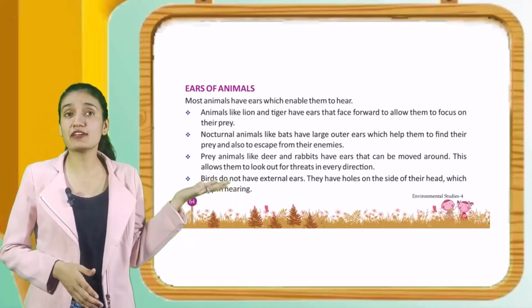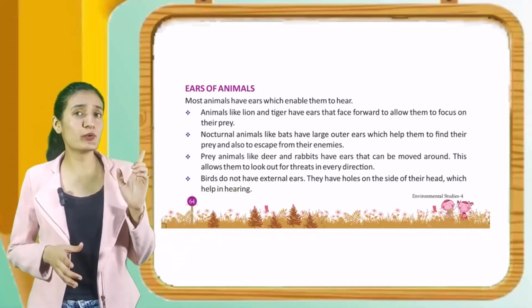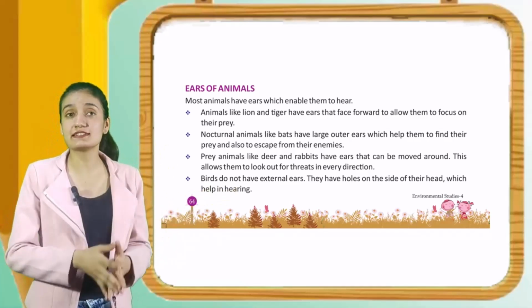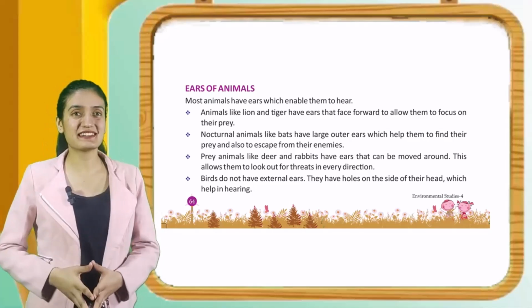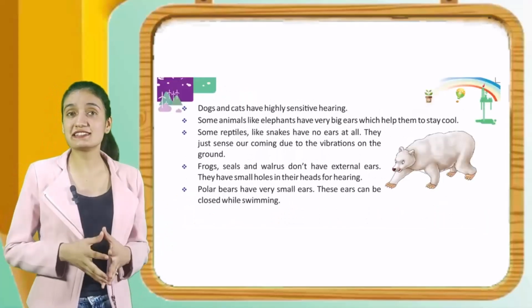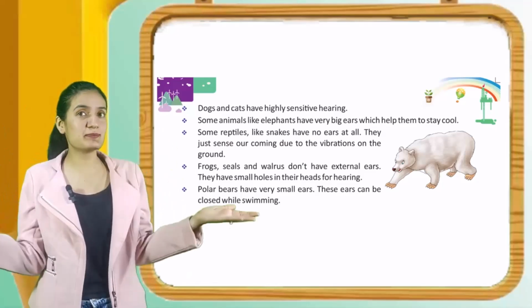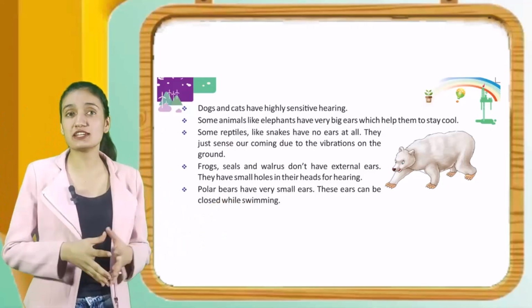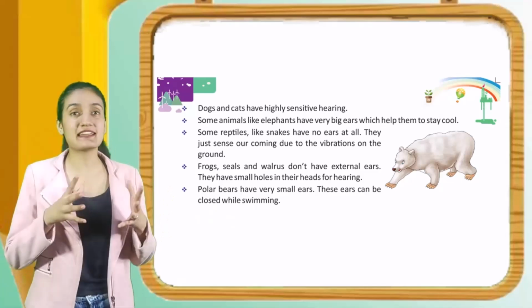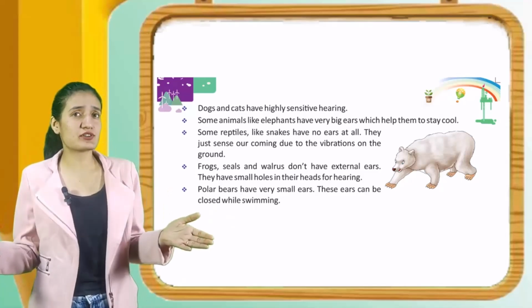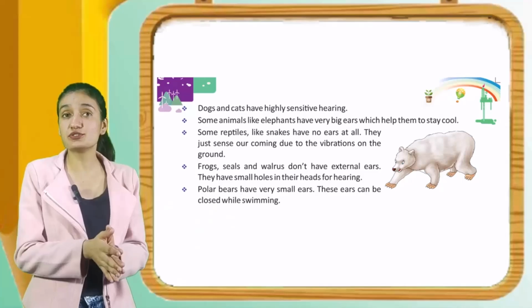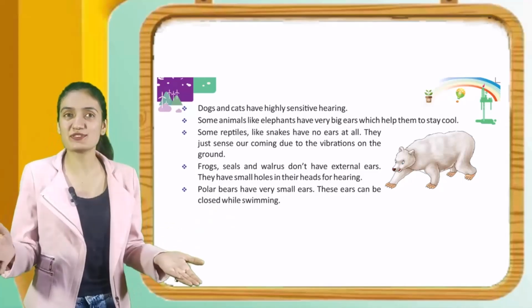Birds do not have external ears. They have holes on the sides of their head which help in hearing. Dogs and cats have highly sensitive hearing. Some animals like elephants have very big ears which help them to stay cool. Some reptiles like snakes have no ears at all. They just sense someone coming due to the vibrations on the ground.